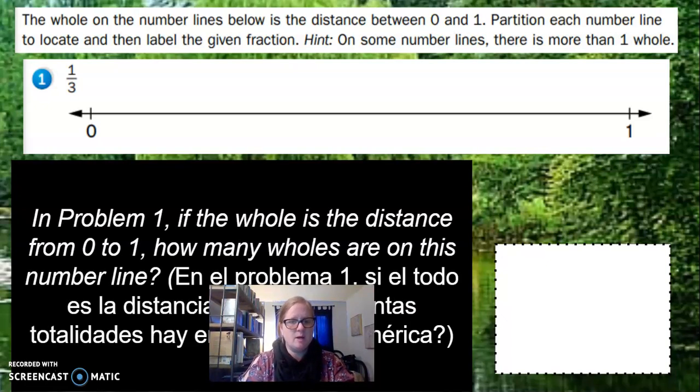So in problem 1, if the hole is the distance from 0 to 1, how many holes are on this number line? It's pretty simple. Okay, so that's your clue. And go ahead and answer that box.